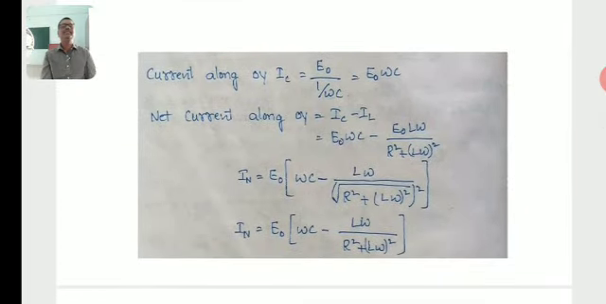Current along OY, IC, is equal to E naught by 1 by omega C, which is equal to E naught omega C. The net current along OY, that is the resultant current along the y-axis, is IN equal to IC minus IL, which is E naught omega C minus E naught L omega by R square plus L omega square. Then E naught can be taken as the common factor: IN is equal to E naught into omega C minus L omega by R square plus L omega square.